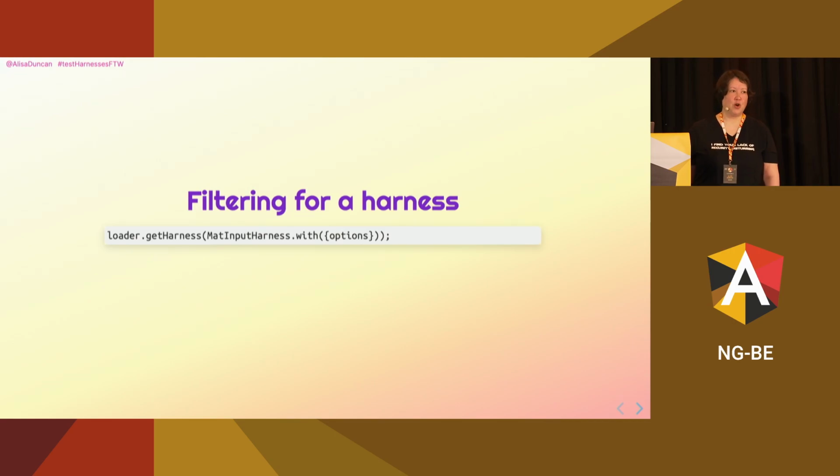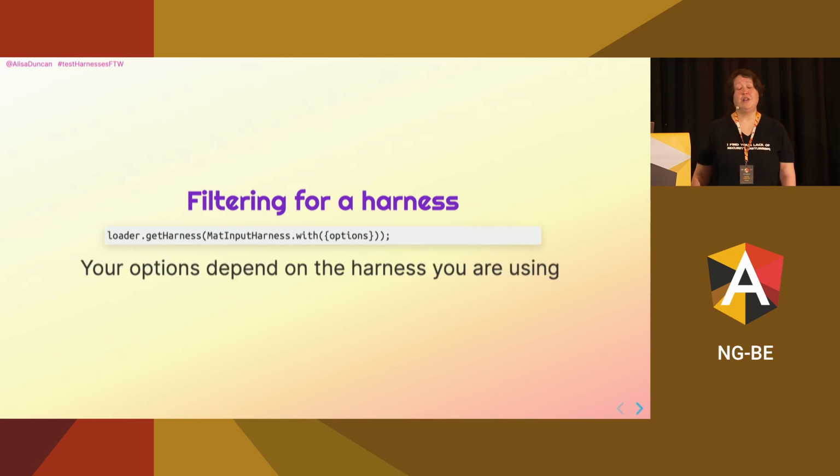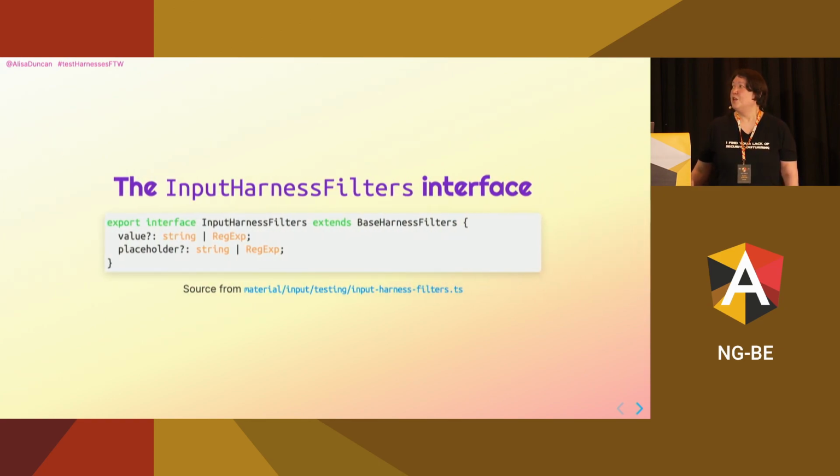Additionally, you can filter for a harness, which is particularly helpful in that example with the nav section with the links if you just want to get the profile link as an example. Because you would just pass that in as an option for when you are locating the harness. But those options do depend on the type of harness you are working with. So the way you would filter for a button shouldn't match the way you're filtering for an input. The MatInputHarness, for example, has the ability to filter by value and by placeholder, and you could pass in a string or a regex.